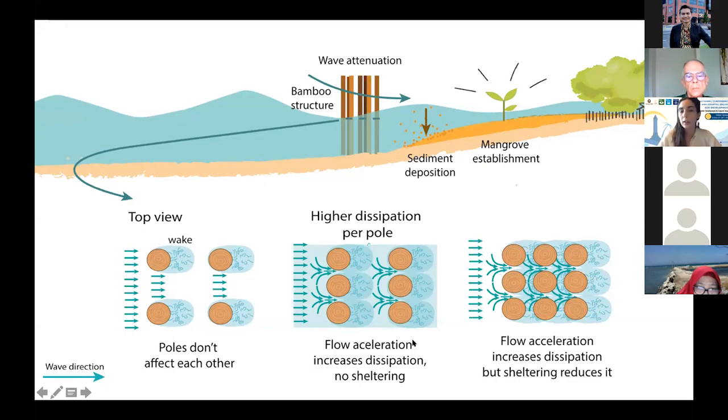Of course, this is going to depend on your local conditions, in the sense that this configuration gives you higher dissipation per pole, but also higher forces. So it's important to check that the local sediment and the way that the structure is going to be constructed is such that you can have this configuration being stable.